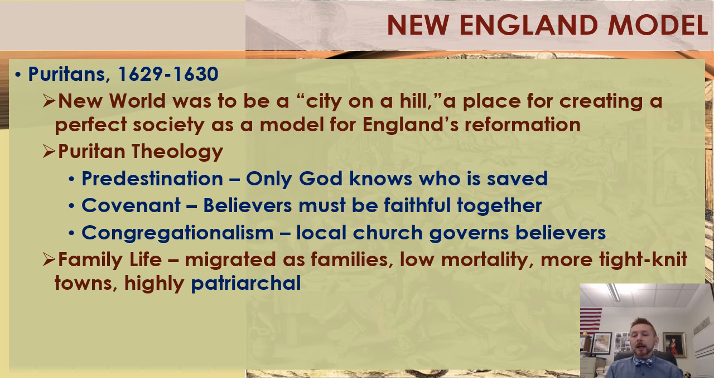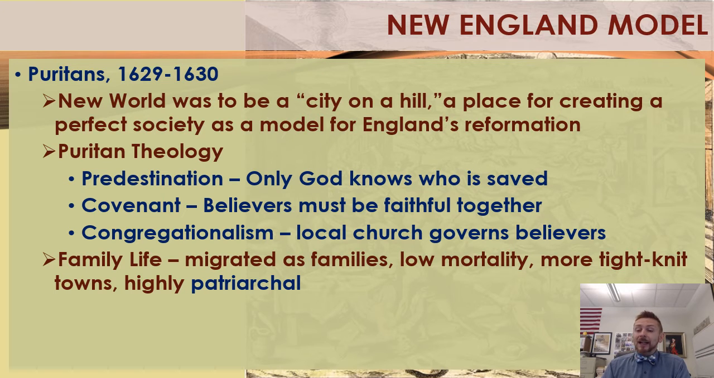The Puritans migrate as families, and this is really a key difference from the Chesapeake. This is a group of people who want to transplant their entire family world into America. So as families, they migrate in tight-knit groupings where they will have lower mortality. They'll generally have better health in the New England world. Fewer illnesses, fewer deaths from disease. Many more Puritans will actually live to be grandparents and see their grandchildren.